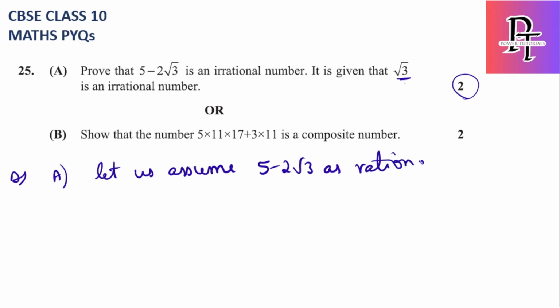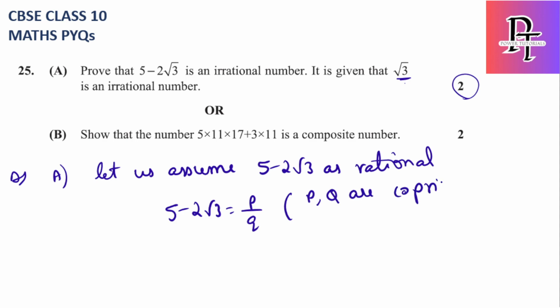So we'll assume this as rational, prove that this is not rational at some point, and we'll say that it is irrational. So as we are assuming it as rational, we can write this in the form of P by Q, where P comma Q are co-primes. Co-primes in the sense that they do not have any common factor between them, and Q is not equal to 0, and P and Q are integers.